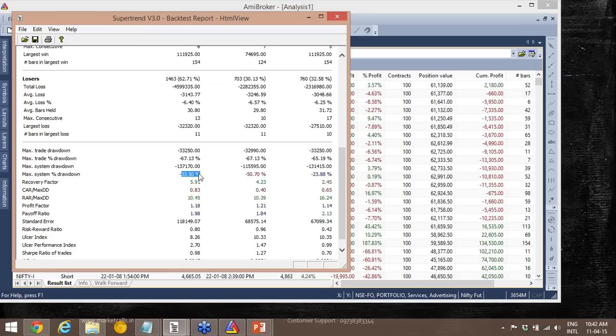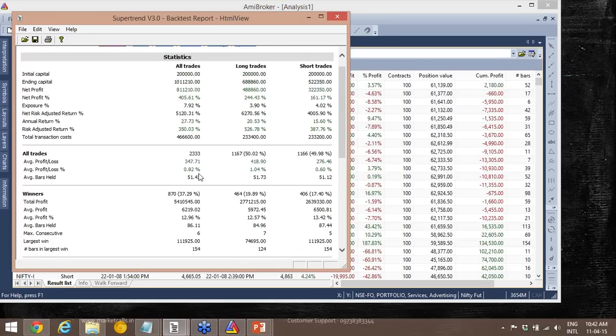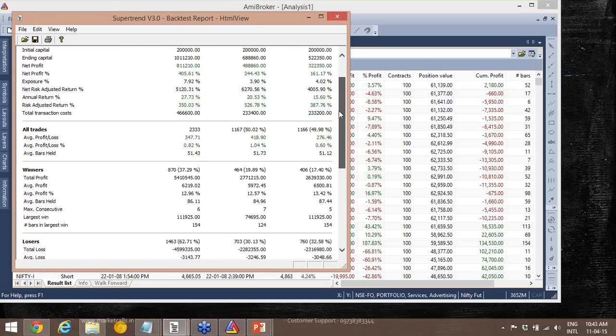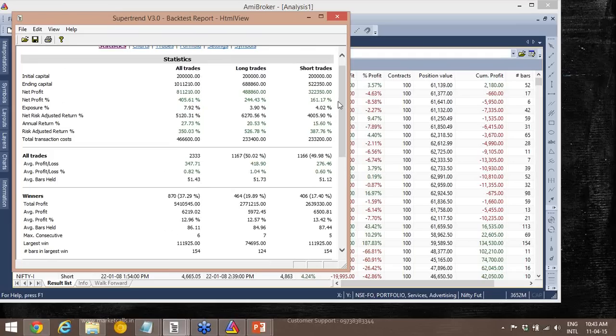So prior to that, you have to be very clear on what maximum system drawdown it is going to give. Apart from that, a lot of factors are here. We are not talking about all the other metrics because of limited time, and I'll try to compare with a different time frame as well. So just have a look into it.